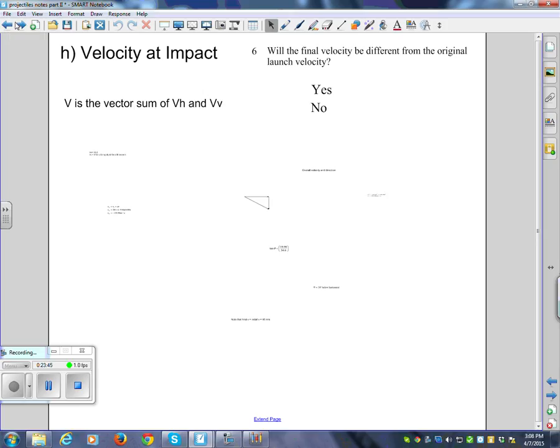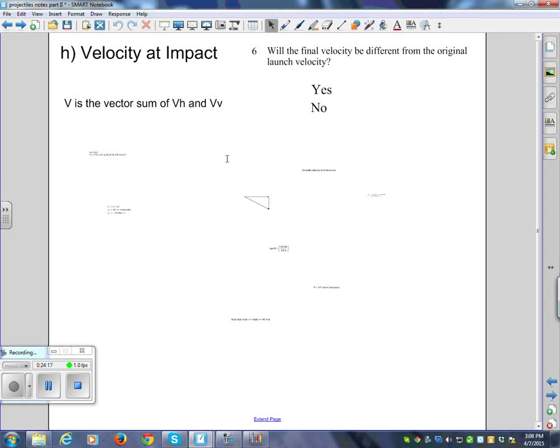Will the final impact velocity, the speed that the golf ball is traveling when it hits the ground, be the same as when it leaves the golf club at the tee? Yes. Does the horizontal velocity change? No. Does the vertical velocity change? Yes. It goes up to 0 and then it comes back down. Does it travel the same distance up and down? Yes. Whatever goes up must come down.